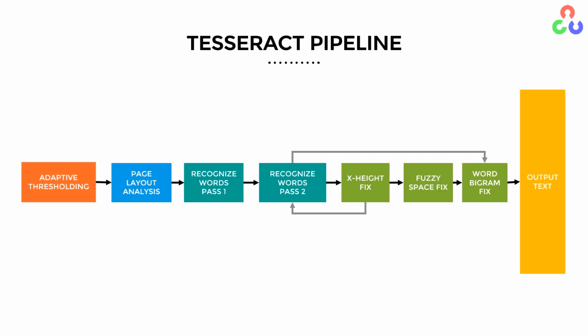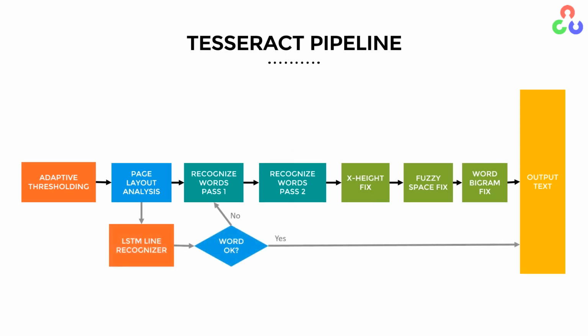Now, where does the LSTM line recognizer fit in? So when deep learning was introduced, this LSTM recognizer was introduced in Tesseract 4.0. I believe it was less than a year back. And this basically does line recognition. The page layout analysis component passes the bounding boxes to the line recognizer, and LSTM recognizes the line using deep learning in one shot. It doesn't go character by character. It simply recognizes the entire line.